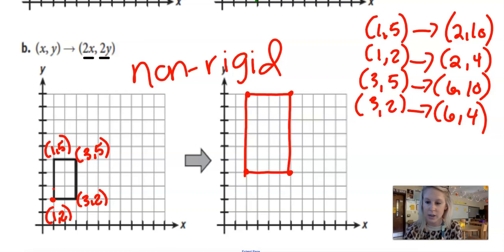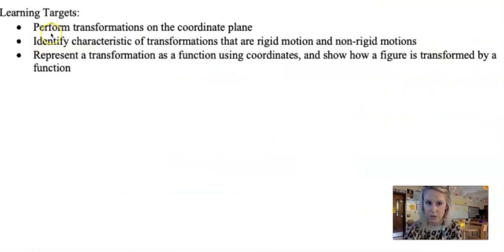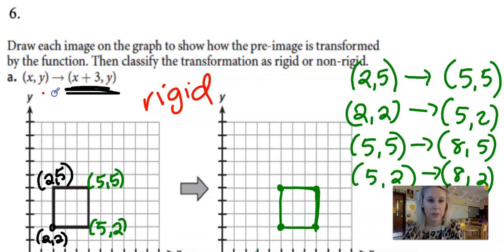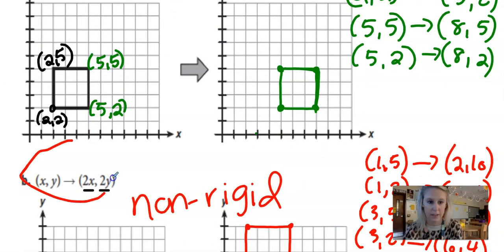Otherwise, thank you for watching 9-1. So remember our 3 learning goals were to perform transformations on the coordinate plane, so move things around, identify whether they are rigid or non-rigid, which we just did, and then represent a transformation as a function using coordinates. So again, this would be writing it as a function, okay, where we have that x comma y arrow with the rule.